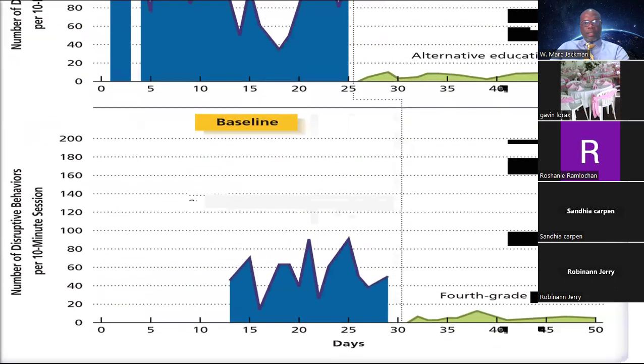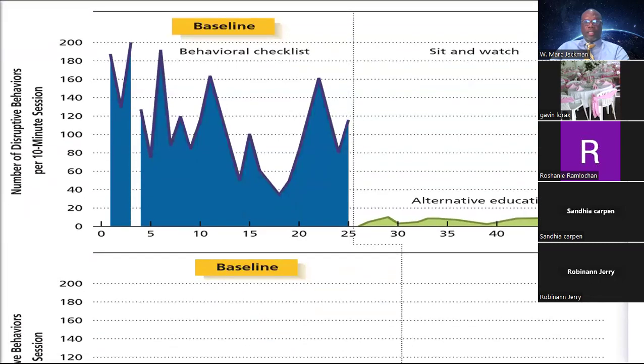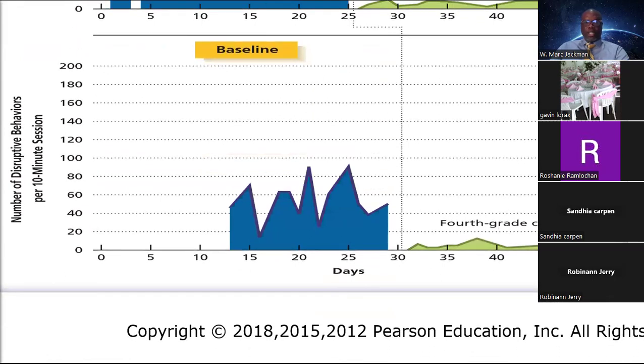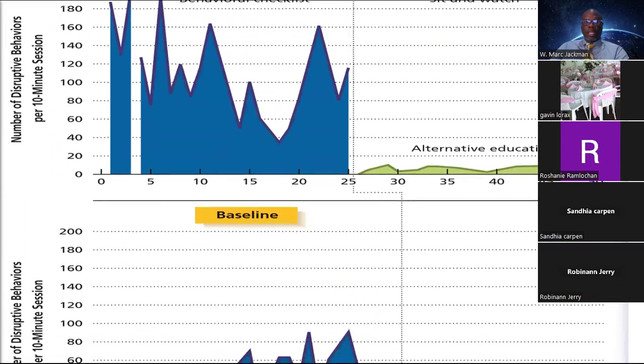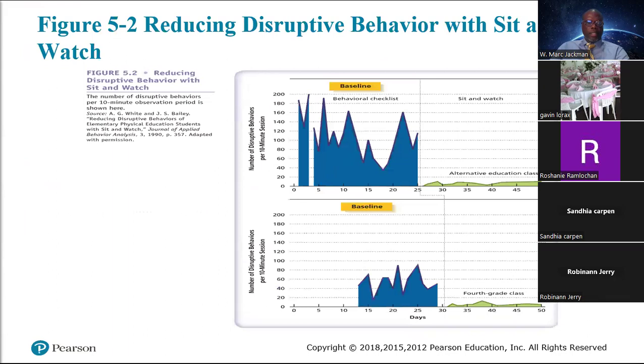And then the fourth grade class, when they instituted the sit and watch. So if you disrupted the class, you had to sit apart from the class and watch and observe what was going on, without being able to participate. And as a result of that, the number of disruptions dropped after 35, 40, 45, after 50 days, going on to the end of the term. So it worked both in the alternative education class and in the normal fourth grade class. Okay, so it's from the Journal of Applied Behavior Analysis. So it shows here that the sit and watch form of punishment reduced the disruptive behavior in both instances.